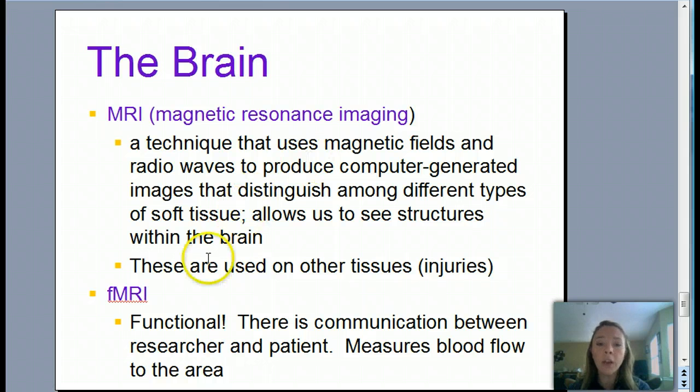Now, a functional MRI, this is where the researcher and the person doing the MRI actually have contact. So again, kind of like a PET scan, where they can say, I want you to think about adding 4 plus 2 plus 7, and looking at the part of the brain that's being used at that time. All right, and it does that by measuring blood flow. So I'm looking at not just where glucose is going, but where my brain is redirecting blood flow to, because it's being used. So fMRIs, blood flow, PET scans is using glucose.